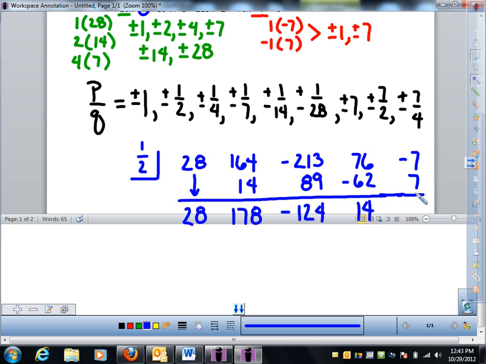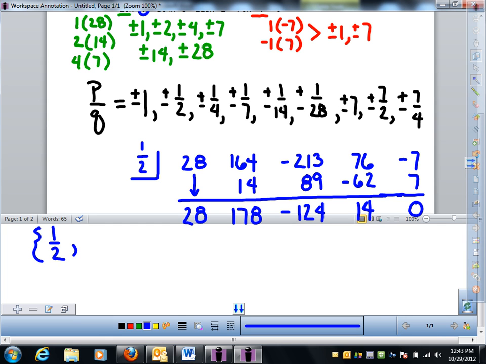Multiply, I get 7. Add, I get 0. So we know that one of our answers from this is 1/2. So I found one of them. So I'll put that kind of off to the side down here. We know that 1/2 is going to work.